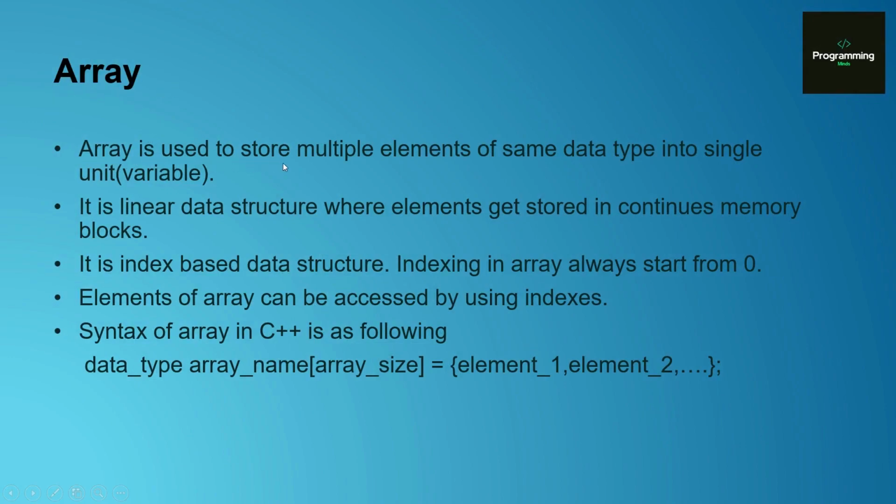Array is used to store multiple elements of the same data type into a single unit or variable. So array is like a variable which we use to store multiple elements of the same data type. It is a linear data structure where elements get stored in continuous memory blocks. So while adding elements in an array, the elements get stored in continuous memory locations. That means it will not take random locations in memory blocks. It's stored in continuous memory locations.